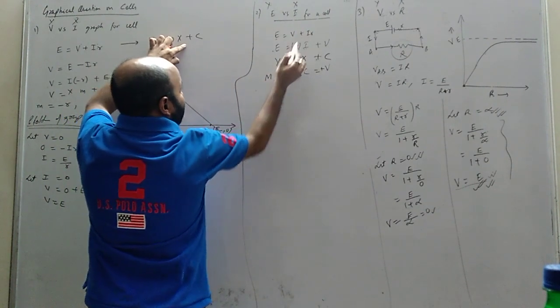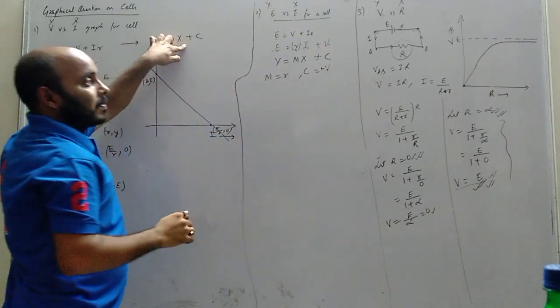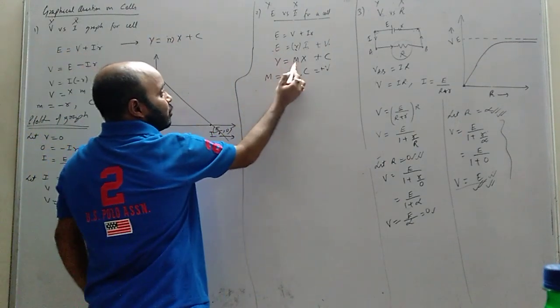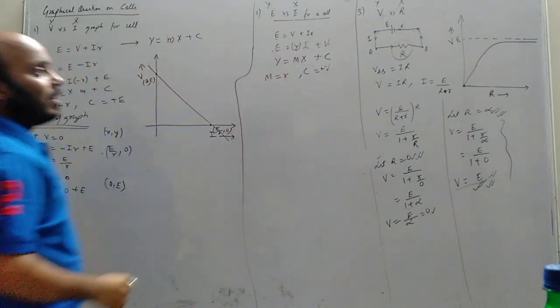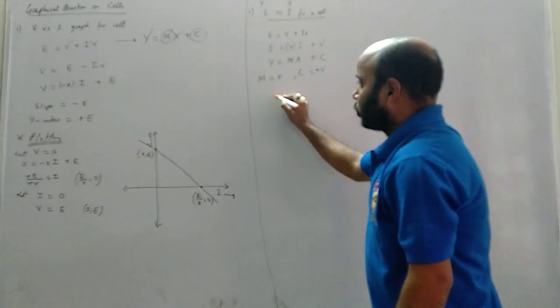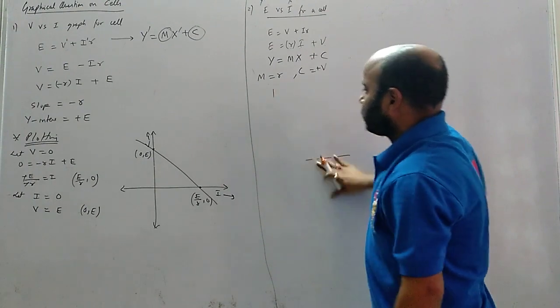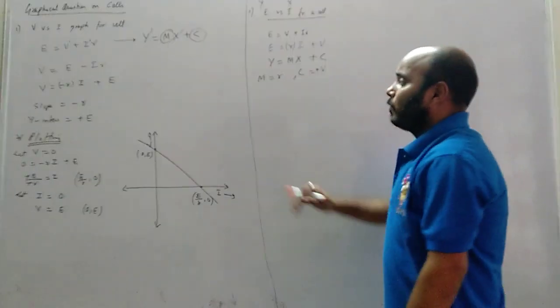Whatever is with I becomes m, plus c. This is the c. If you compare with y equals mx plus c, what is m? R. And what is c? C is plus V. Understood? Again, plotting. How to plot now? For plotting, again, what do I need? I need the x-coordinate and the y-coordinate.